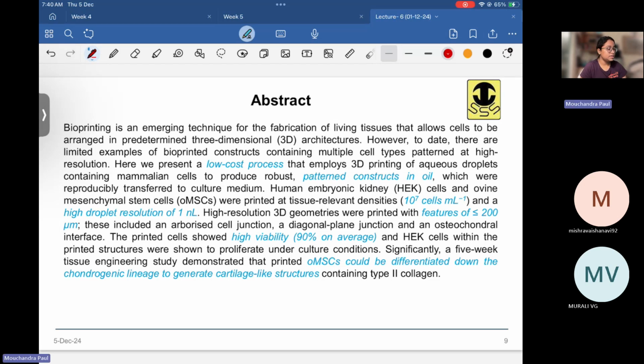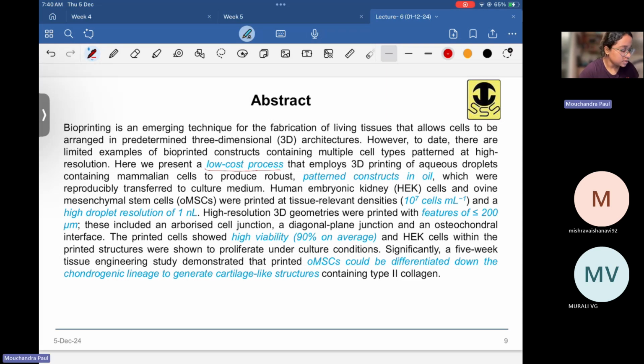So here we present a low cost process. The process that they are proposing is low cost because the materials are used at a very low volume. Droplet based bioprinting allows you to use less volume of material so that you can conserve on material cost and the cell cost as well.